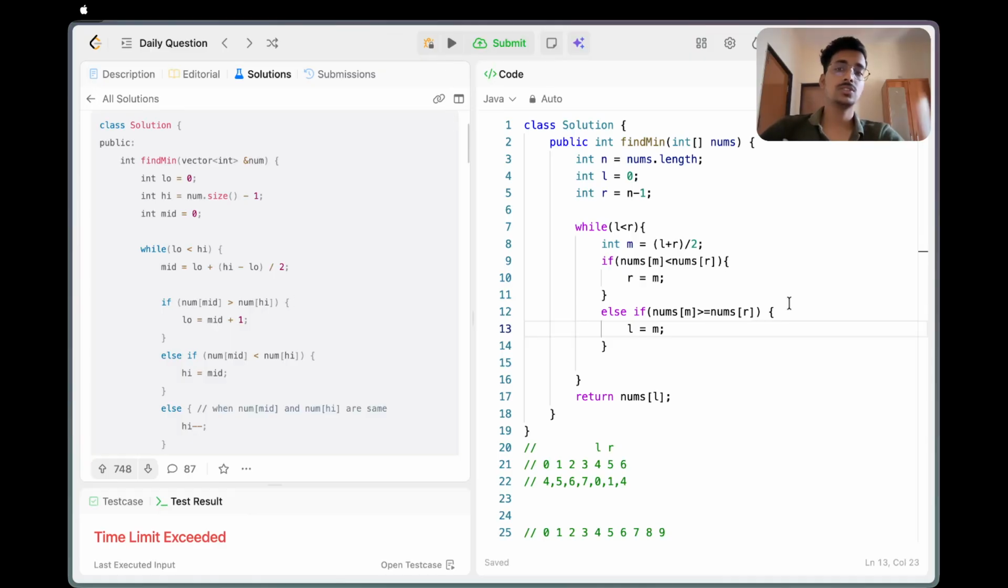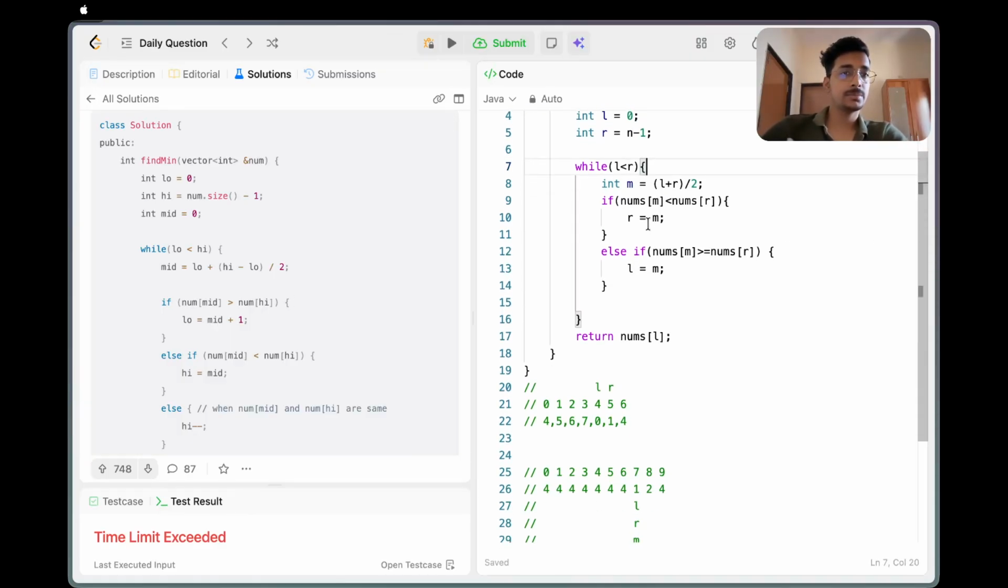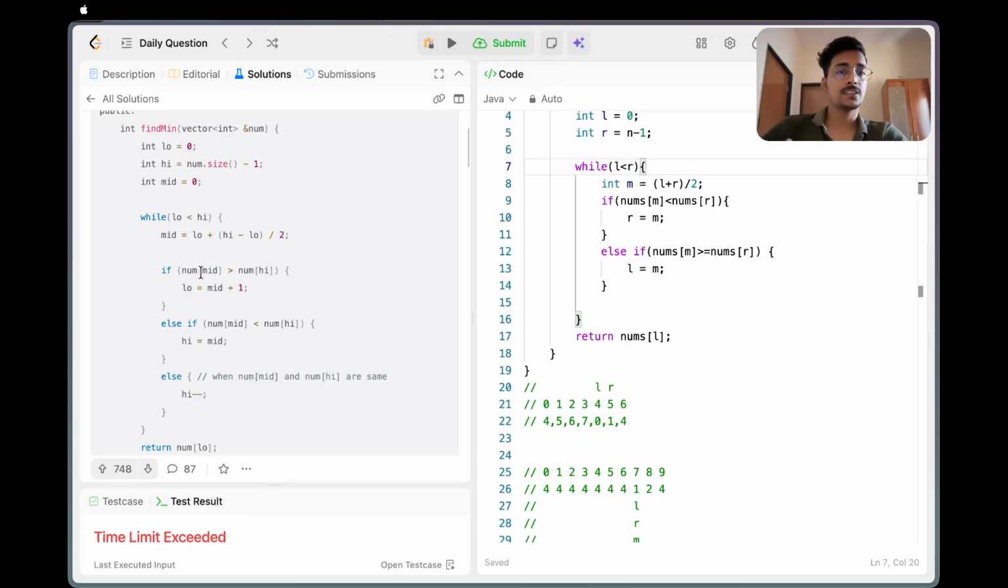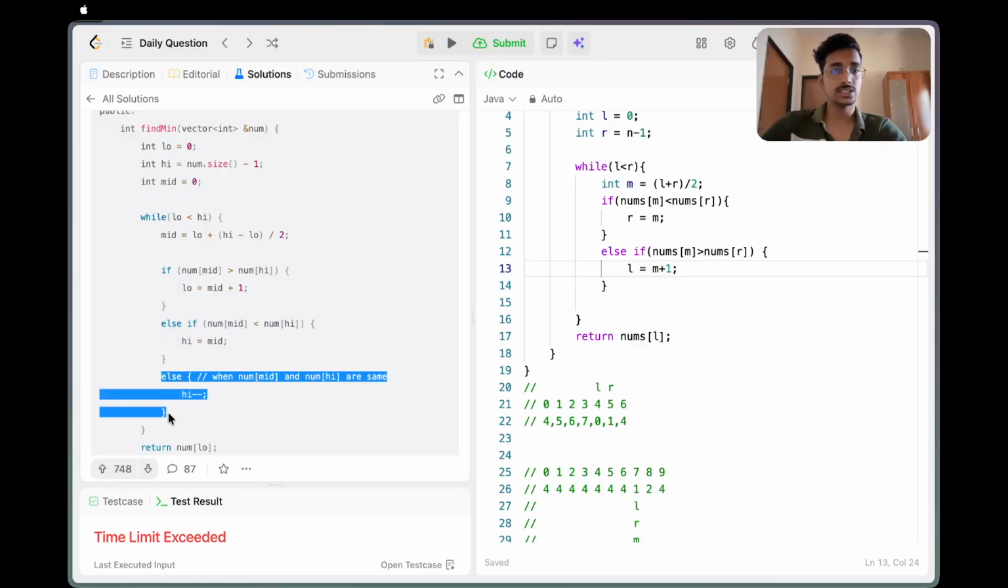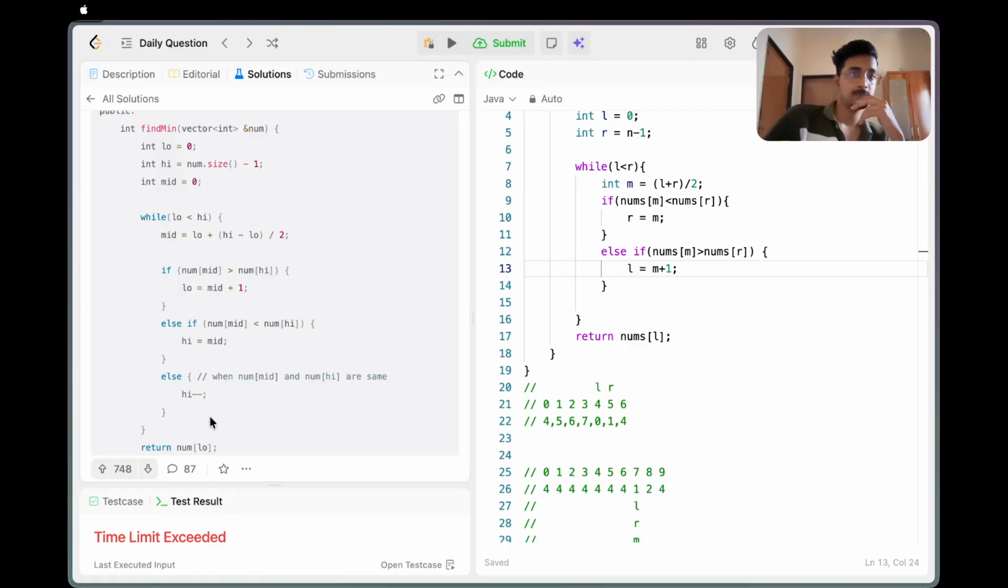Okay, what is the solution over here? Till here it's same, mid is same. If mid is greater than high, then mid plus 1. Okay, no, this condition is same. I need to remove this and keep it as it is. Else if mid is less than r, then this is same. Only one extra condition is this: else, if mid and high are same, then high minus minus.